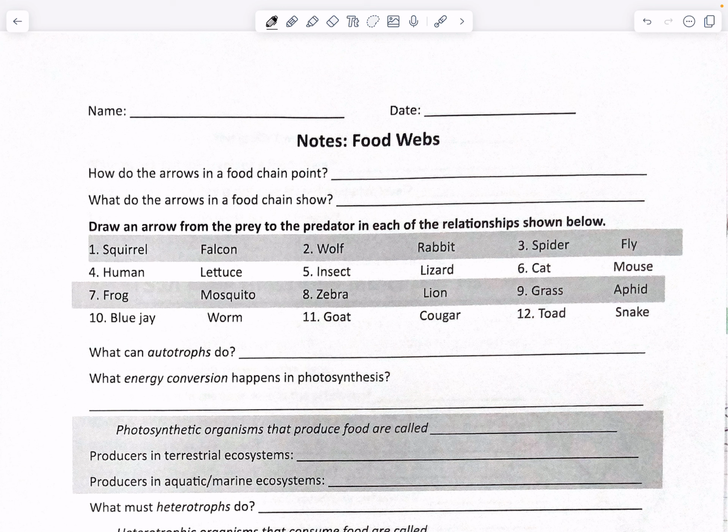Okay, so these are the notes for food webs. So you're just going to follow along on the screen and record on your note sheet what I write and anything extra that I may draw in or highlight or anything like that.